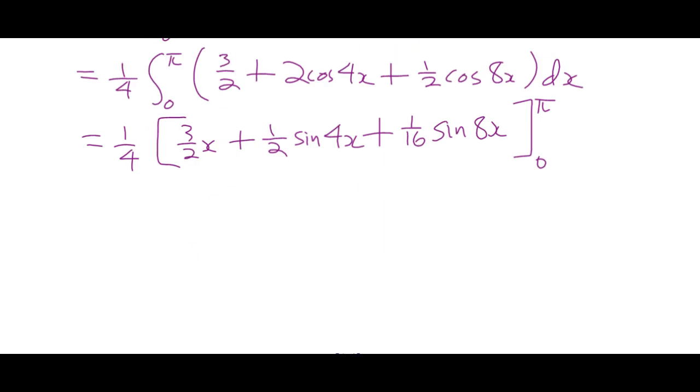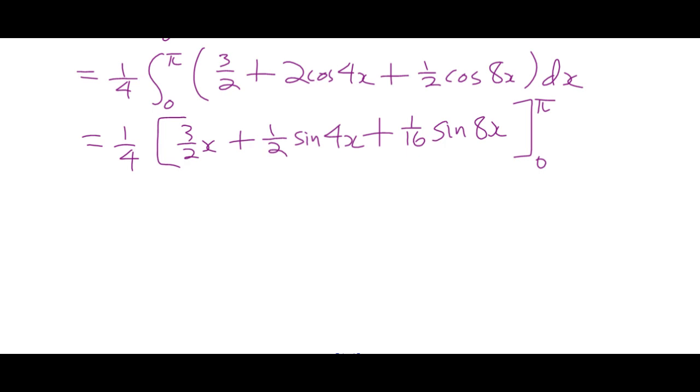Now, before we substitute in, you think, what are we going to have? 4 pi. What's sine 4 pi? 0. 8 pi? 0. Okay, so this is going to be 0, this is going to be 0. This will be 3/2 pi, right? This will be 0, this will be 0. When this is 0, sine of 4 times 0 is 0, right? Everything zeroes out. Okay? So it's really just going to be 1/4 times 3/2 pi, right? Which is 3/8 pi. Okay.